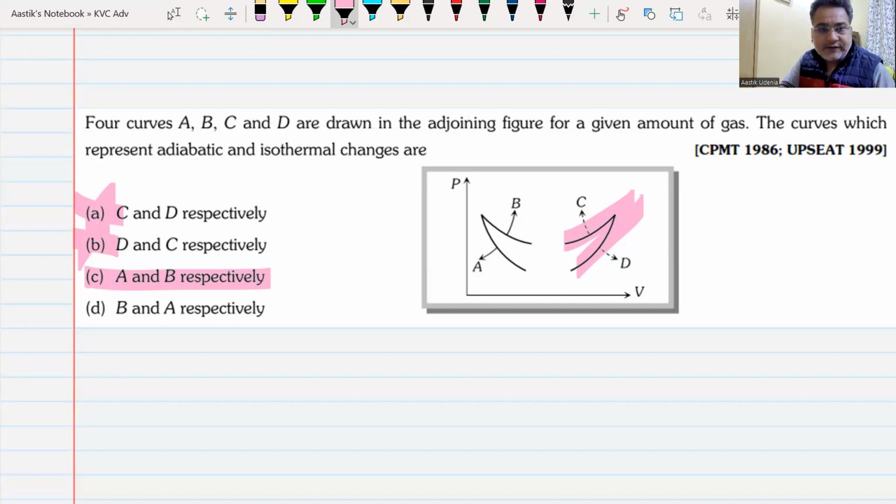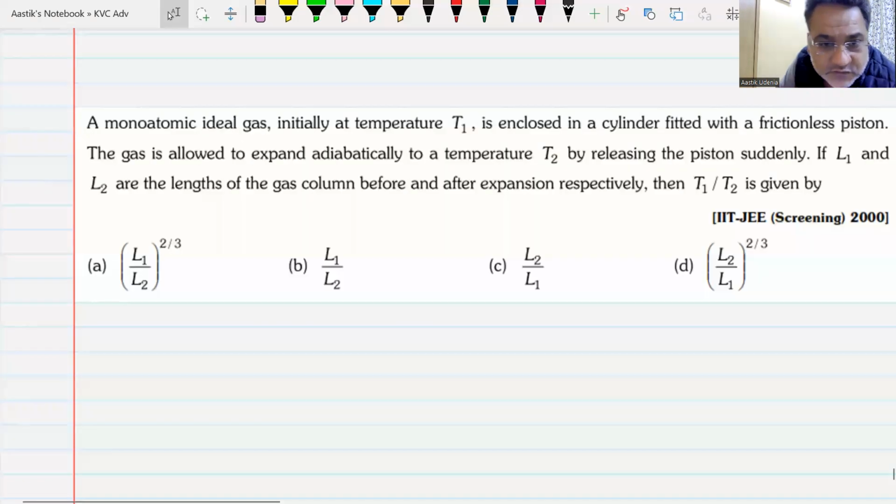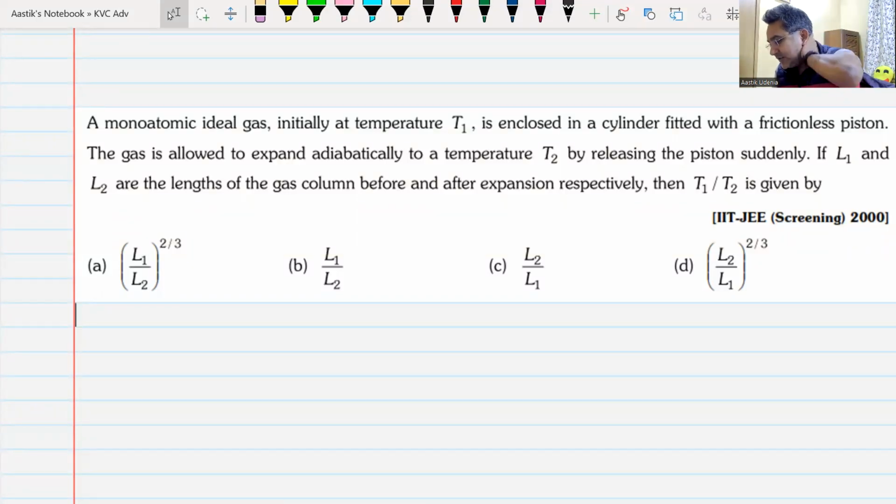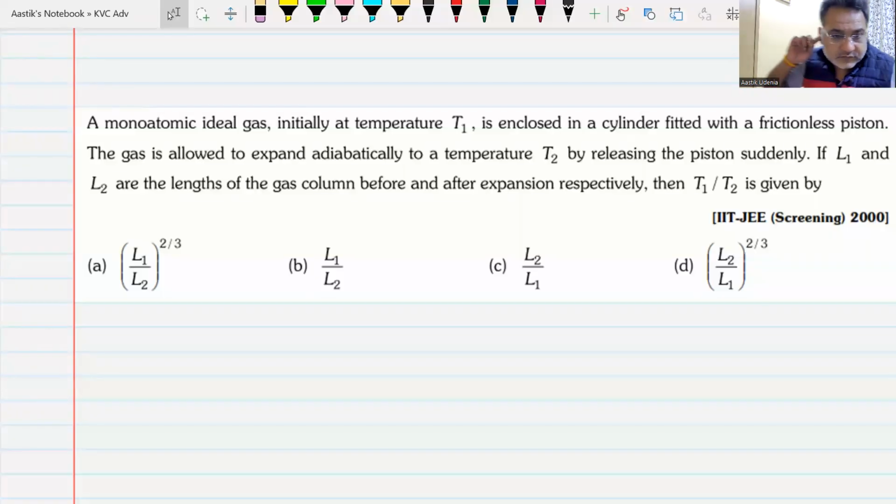Okay, this one. Do it fast. One more left. We can say bye-bye to the adiabatic process once and for all. I'll give you 2 minutes to solve this one. A monatomic ideal gas at temperature T1 is enclosed in a cylinder fitted with a frictionless piston. The gas is allowed to expand adiabatically to temperature T2 by releasing the piston suddenly. If L1 and L2 are the length of the gas column before and after expansion, what is the ratio of T1 by T2? Look at option A and D carefully before jumping to any conclusions.